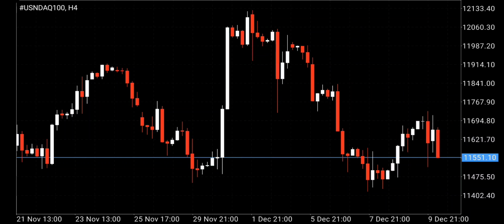So here we have a weekly chart, and on the weekly chart it's also bearish because of what?